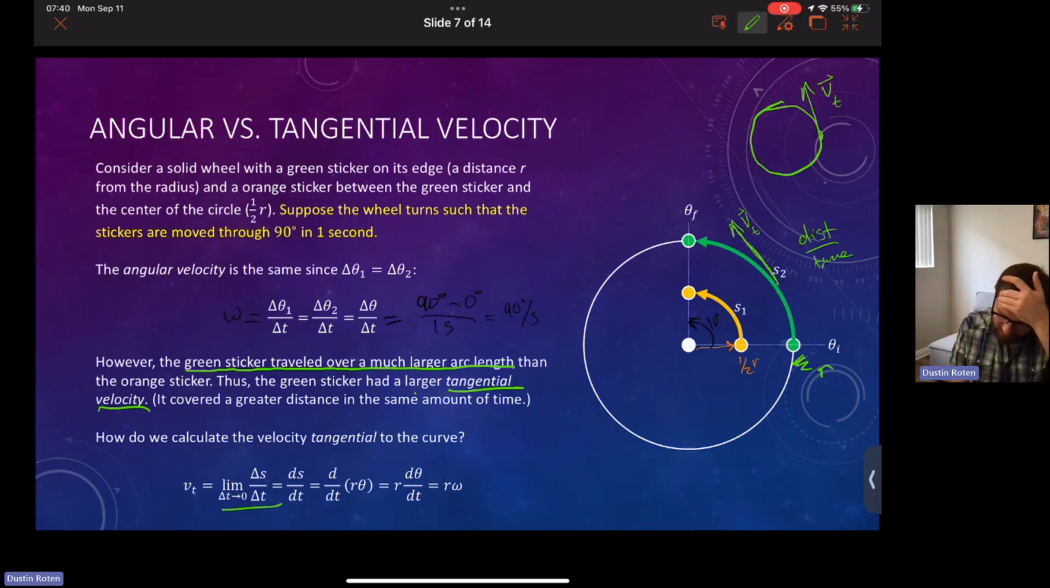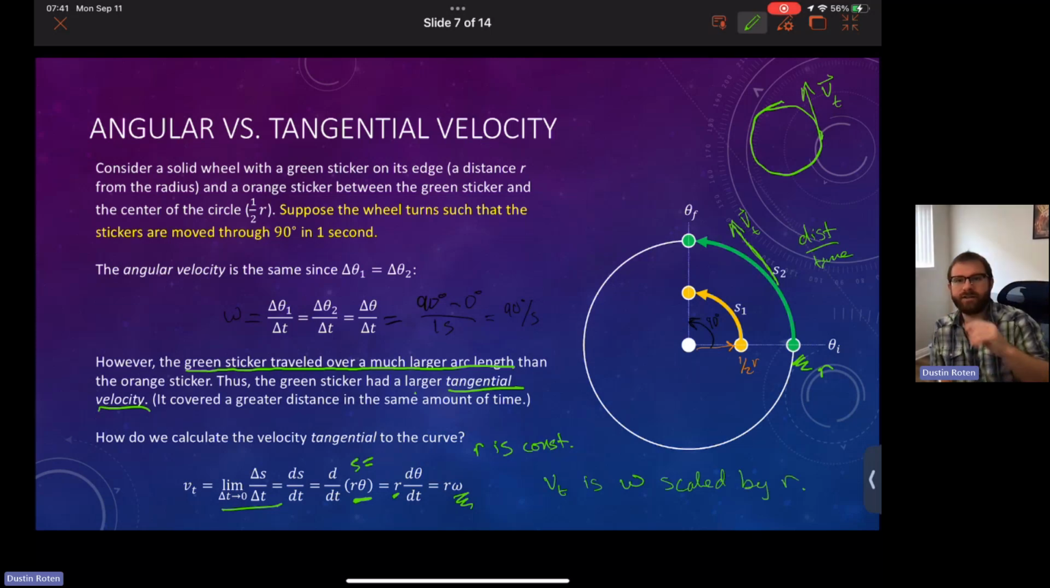Well, it turns out that ds dt, remember this is S, so we're just taking the derivative of the formula for arc length from a few slides ago. Okay, well, r is constant. So we can pull that out front of the derivative, and we're just left with d theta dt. All right, well, we defined d theta dt already, and that's omega. So it turns out your tangential velocity, so vt, is omega scaled by r.